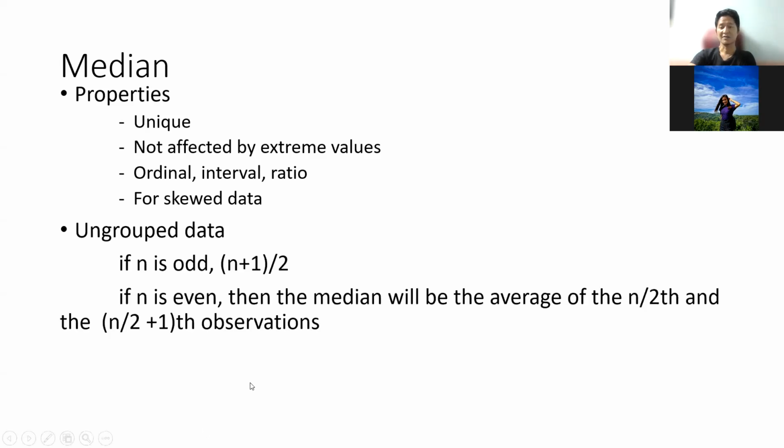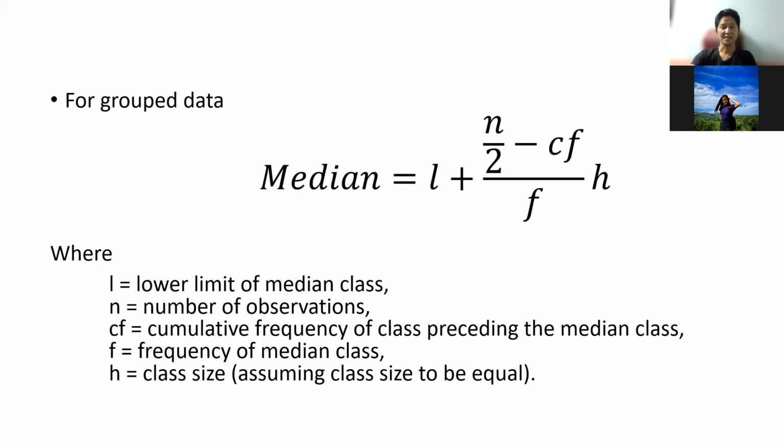So ungrouped data, just like what I've said, we just count. We just have to identify the middle value. Pag n is odd, kunwari 5 ang values natin, yung gitnang value ay yung third value. N plus 1, so 5 plus 1, that would be 6, divided by 2, so that would be the third value. Pag even, kunwari 4, nakukuha natin yung dalawang gitna. Basically, we get the average ng dalawang gitna. For grouped data, ito yung gagamitin natin. Siguro skip natin yan kasi hindi naman tayo magkukuha ng ganito later on.